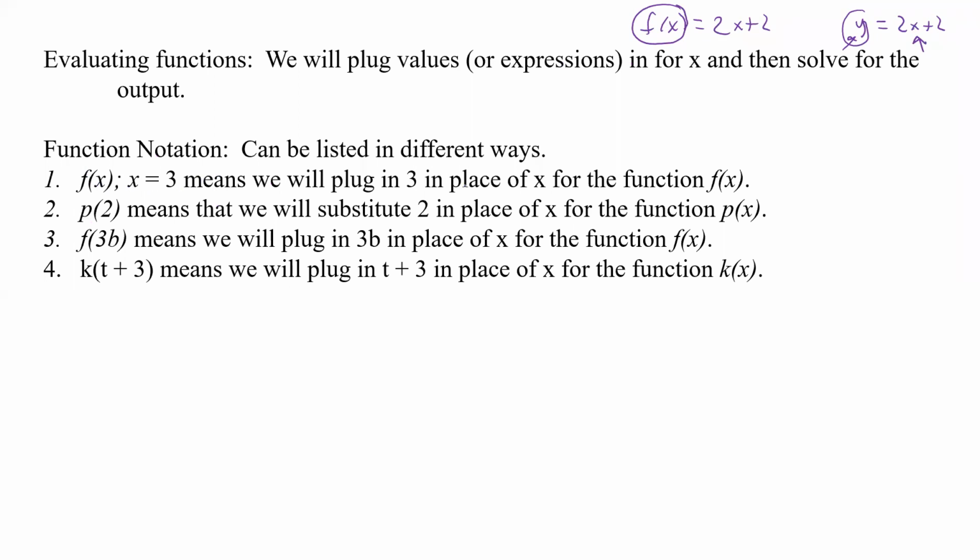So that means we're going to plug 3 in place of x for everything in the function represented by f of x. Okay. Now, if we have p of 2, what that means is we're going to plug in 2 because that's going to be our independent variable. And we'll plug that into that whole function, whatever it is, and solve, and that's going to give us what p of 2 is. Okay.